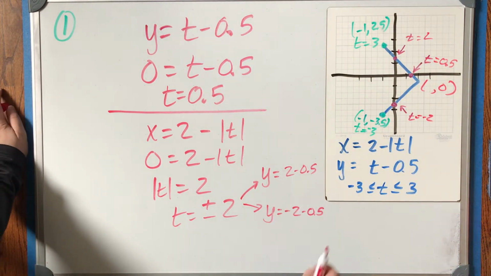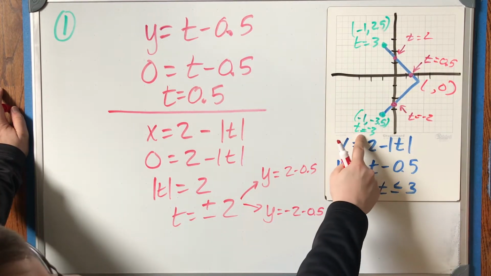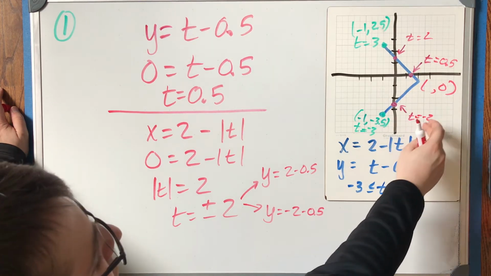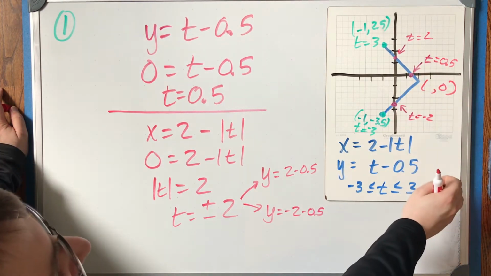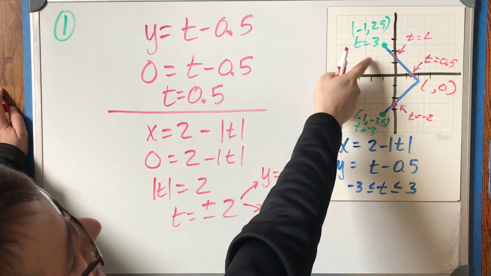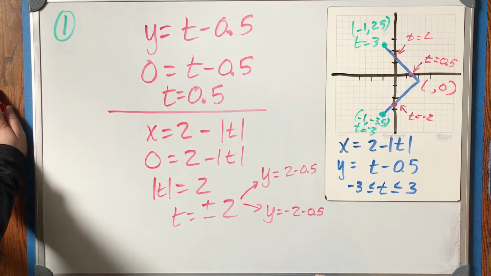So I can now say that I'm in this quadrant from t equals -3 until -2. I'm in this quadrant from -2 until 0.5. I'm in this upper quadrant from 0.5 to 2, and I'm here from 2 to 3.